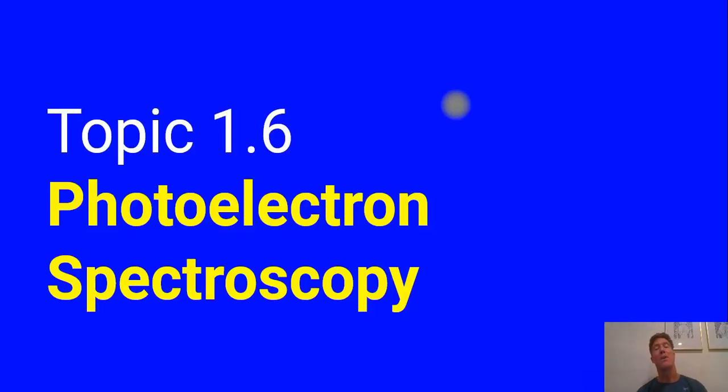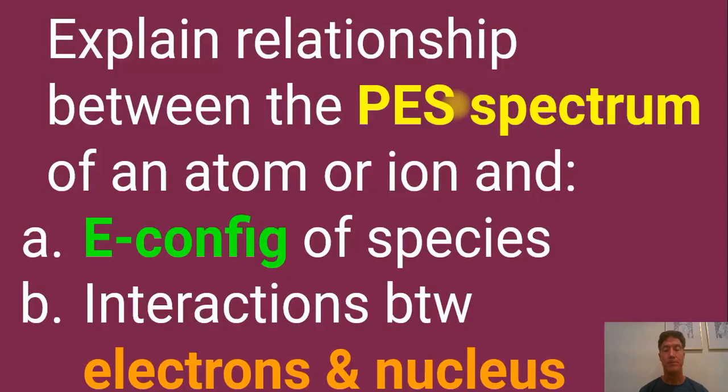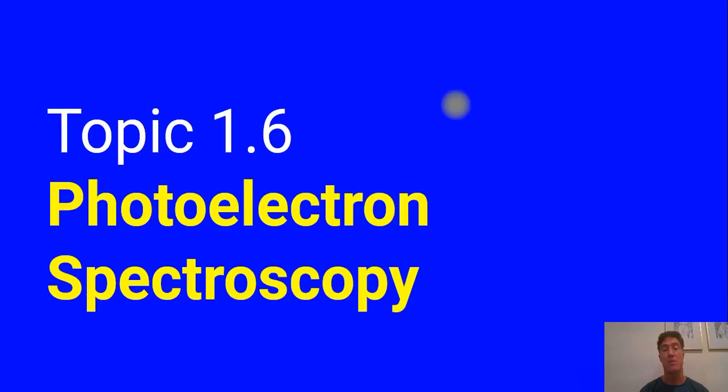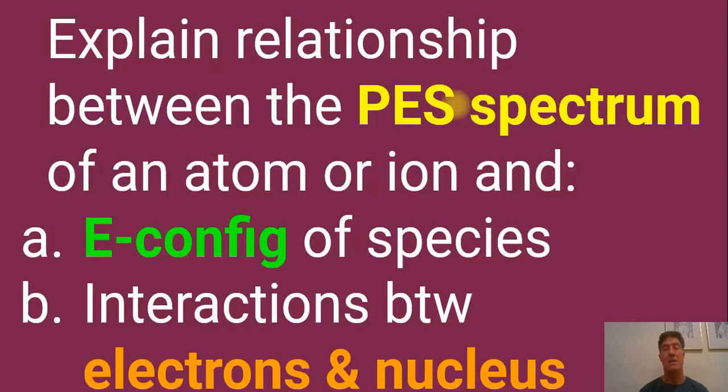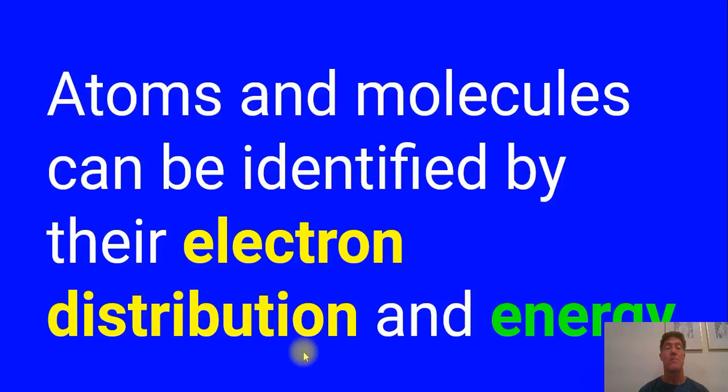Okay, this takes us to something called photoelectron spectroscopy. Say that 3 times fast. We're going to look at the relationship between a PES spectrum, that is a photoelectron spectrum of an atom, and we're going to look at the spectrum that it makes and relate that to the electronic configuration of the species. And we'll also explain the interaction between the electrons and the nucleus.